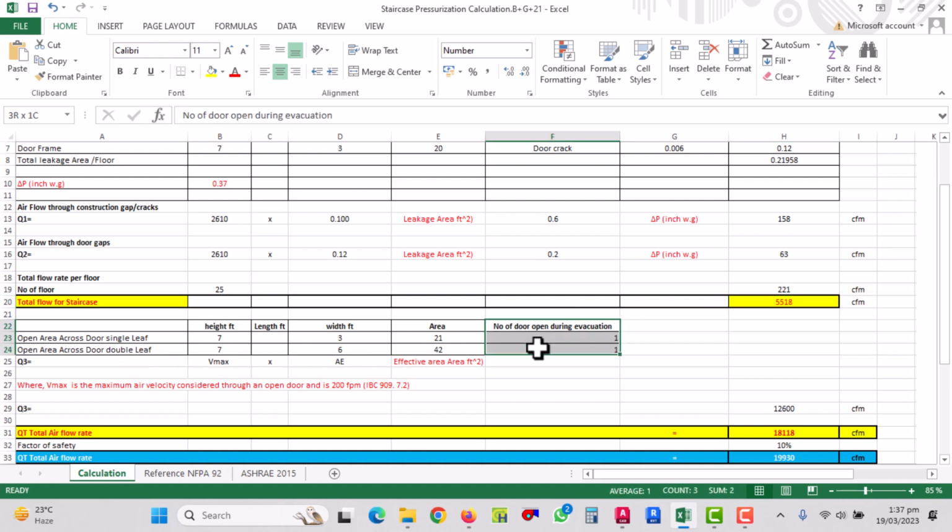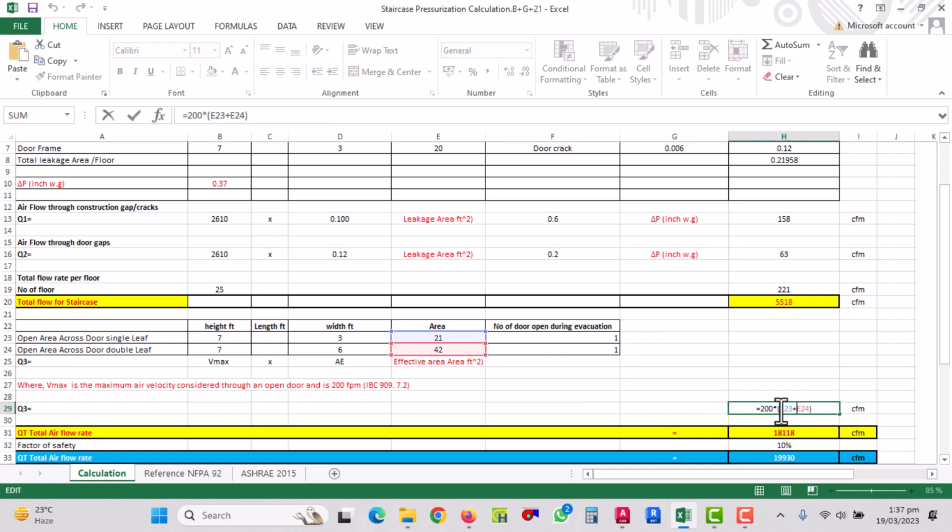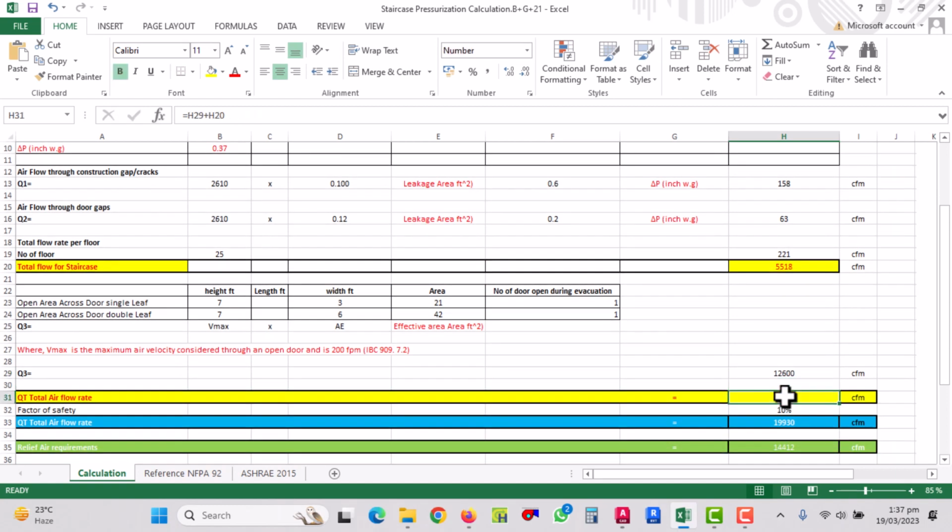So in this case, I consider two doors. I calculate the area here and I calculate the Q3, which is 12,600 CFM. How did I calculate it? Area into 200 FPM. This is the 200 FPM, the maximum velocity according to IBC when the door is open. So this is the 12,600. I add these two values. This is the 18,118, the total CFM that I will need when the door is open. And when the door is closed, this much CFM I require.